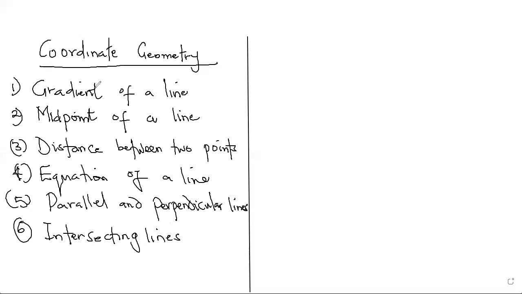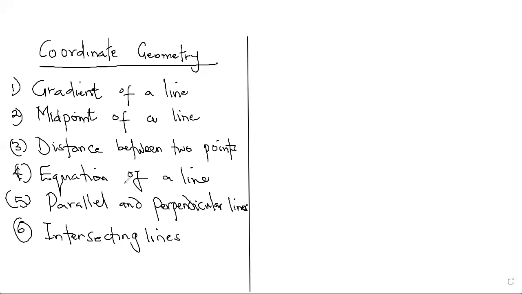So now in gradient, we'll be looking at how to calculate the gradient of a line when you have the coordinates of 2 points that the line passes through. Then for the midpoint, you might be asked to find the coordinate of the midpoint of the line joining 2 points. So if you know 2 points, can you determine the midpoint of the line that passes through those 2 points? Then also we look at the distance between 2 points. So how do you calculate the length of the line that connects the 2 points?